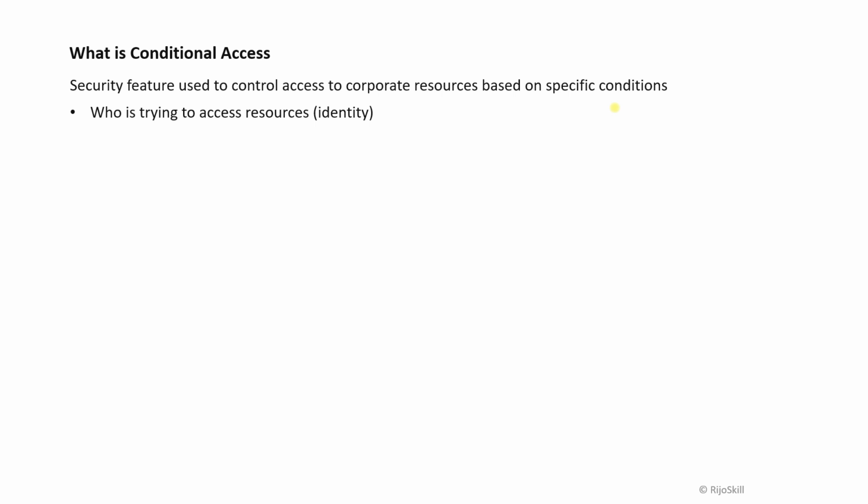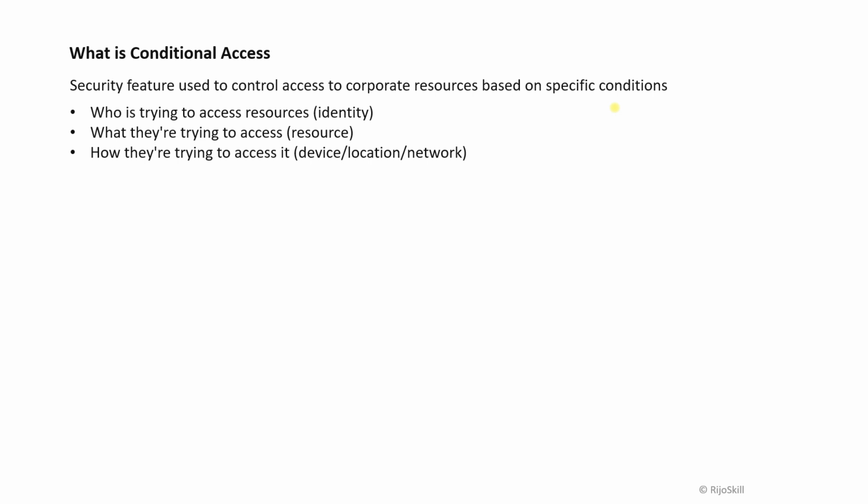Who is trying to access a resource? So who is accessing the resource? It's like an identity, like a user or group. What are they trying to access? What they are trying to access means the resource, like Office 365 or SaaS applications or Outlook, something like this.